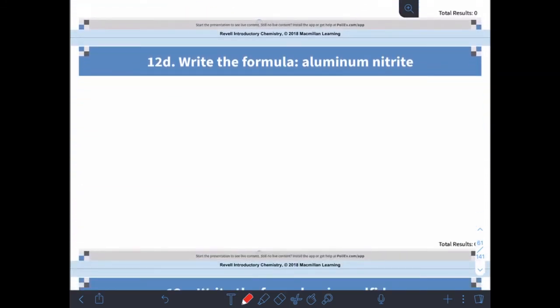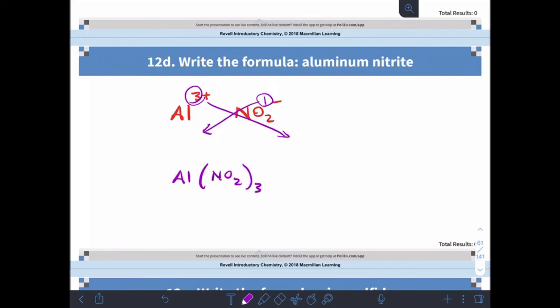All right, aluminum nitrite. Our aluminum ion is one that only makes one ion, and it's a 3+. And then the nitrite is NO2-. So I'm going to do my crisscross. I need 1 aluminum and 3 nitrites. So I'm going to write Al, and I need to put the NO2 in parentheses and say that there's 3 of them.